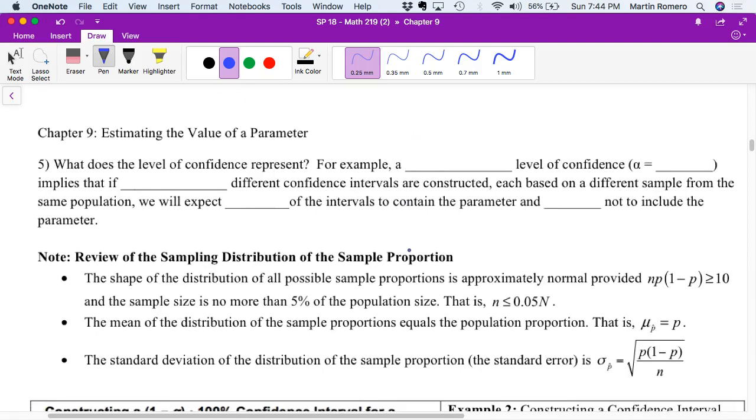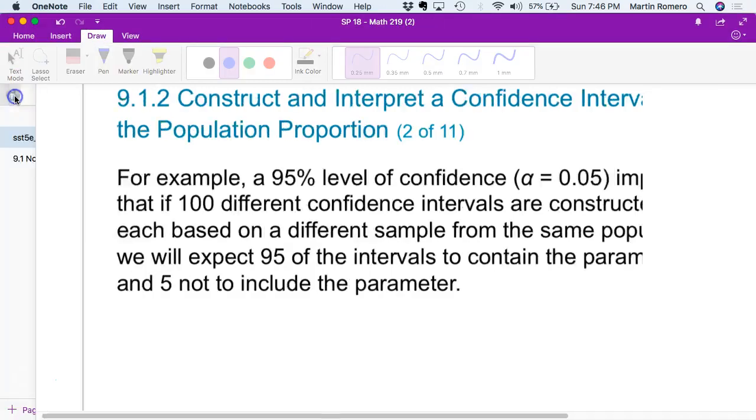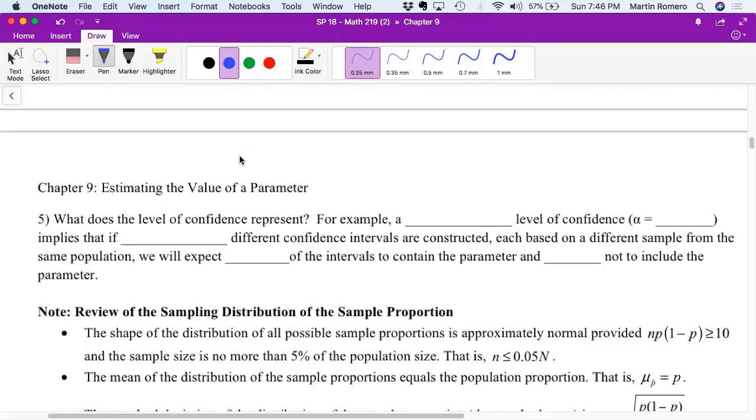And so another question is, what does the level of confidence represent? That becomes an important question to be able to answer. So what does it represent? For example, a 95% level of confidence implies that if 100 different confidence intervals are constructed, each based on a different sample from the population, we would expect 95 of the intervals to contain the parameter and 5 not to include the parameter.